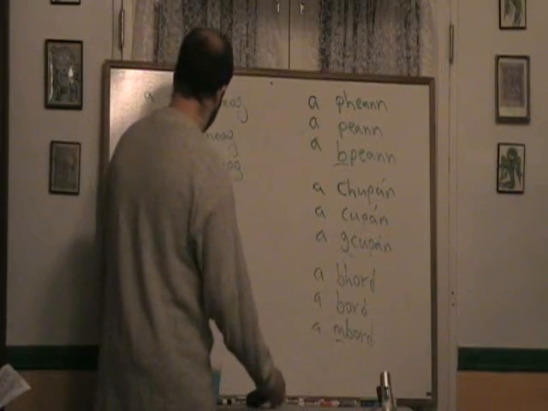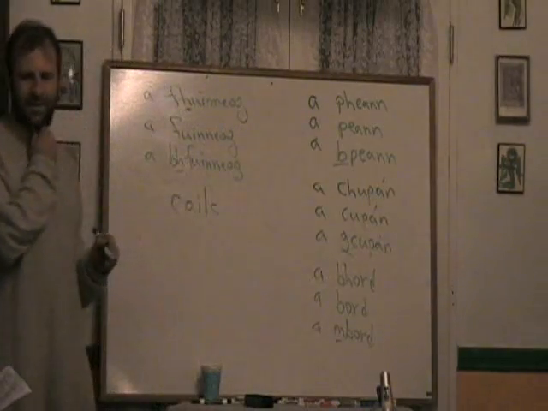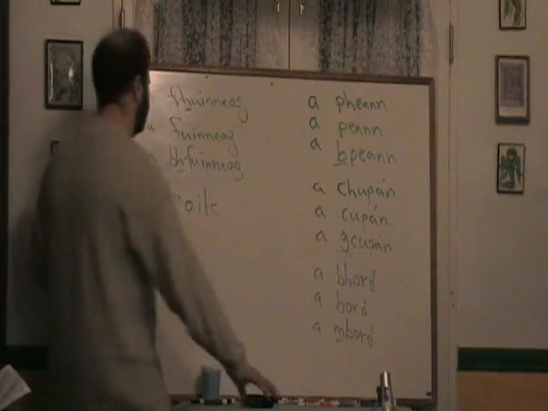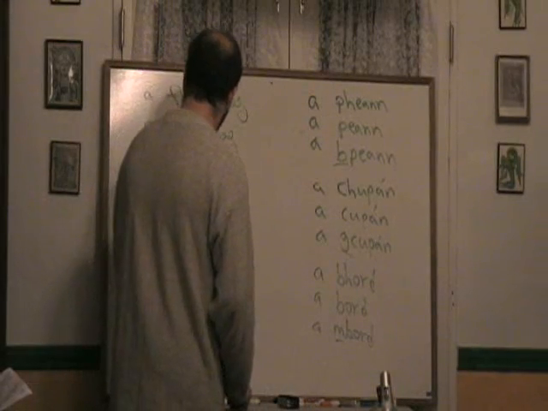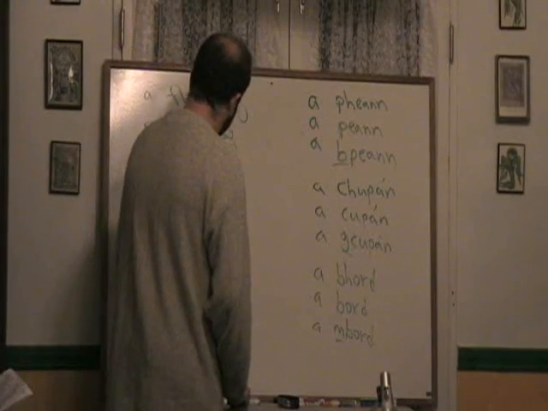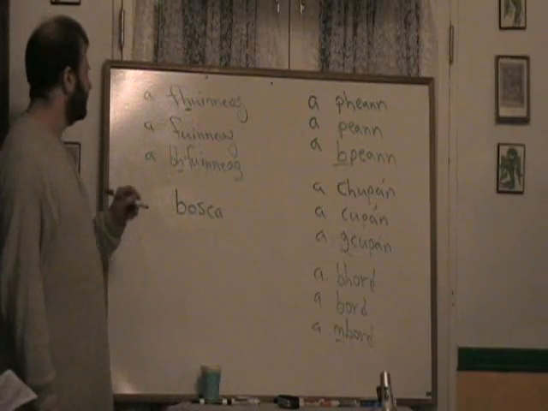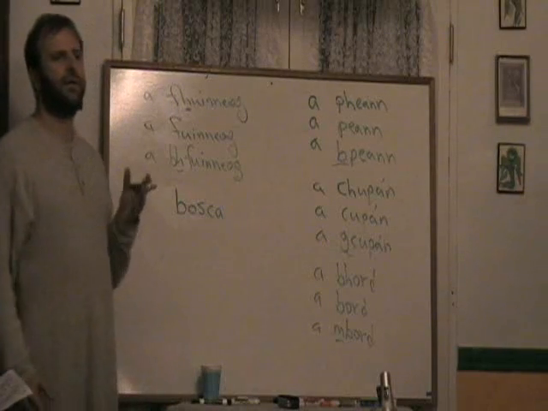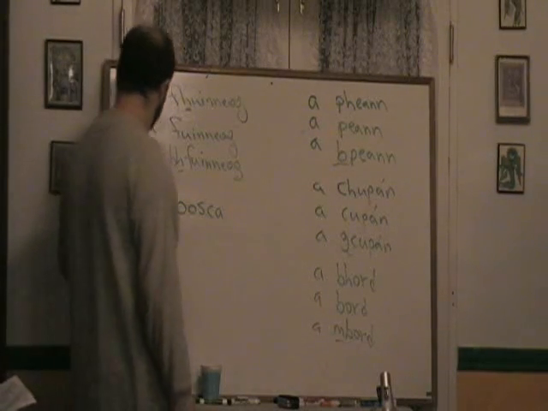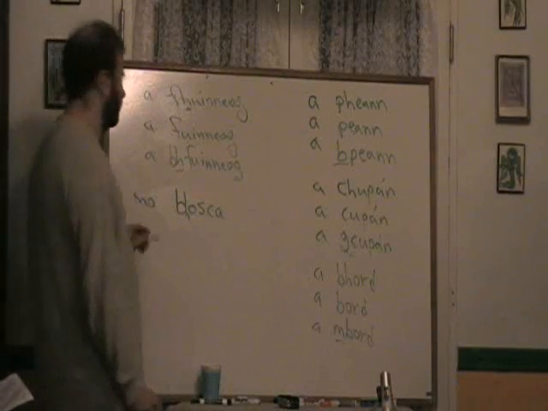Let's see. Calc is chalk. Actually, that's not as good a word. Let's do a different word here. Let's do boska, which is a box. So how would you say my box? Woska. And how would you say her box? A boska.